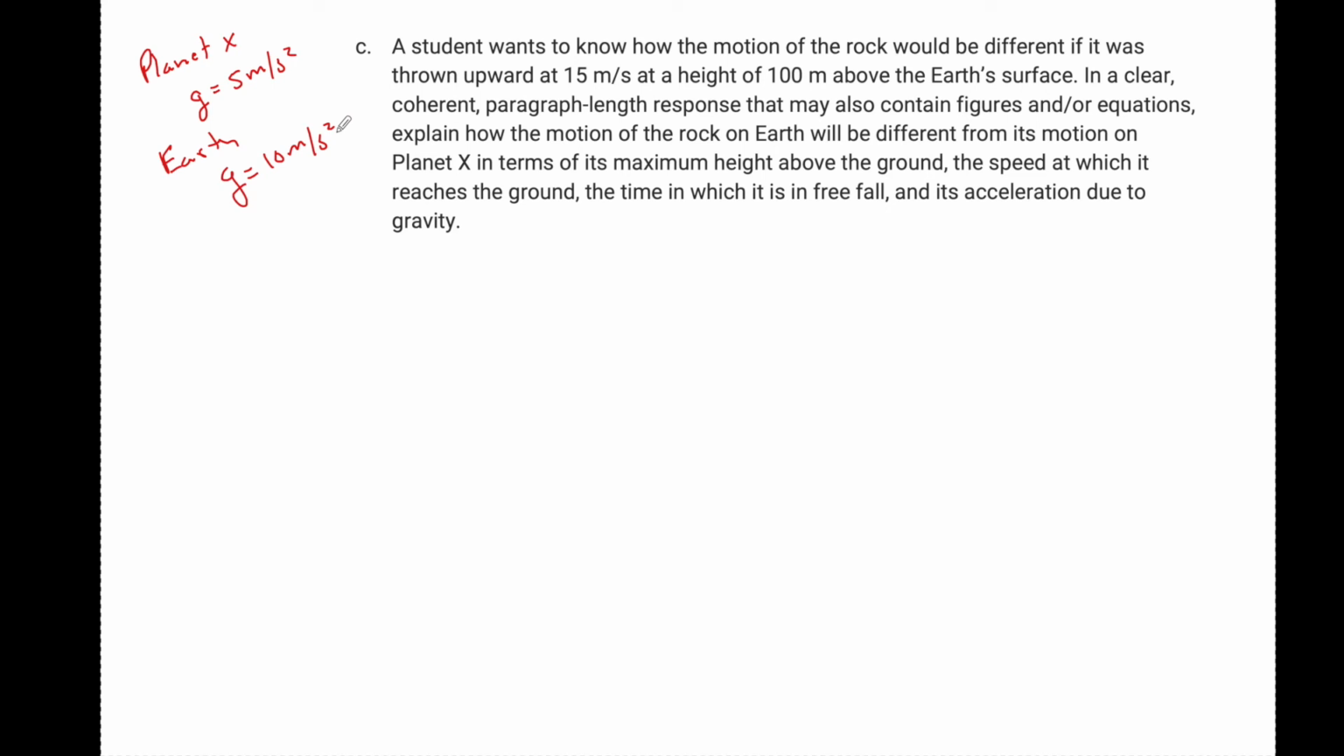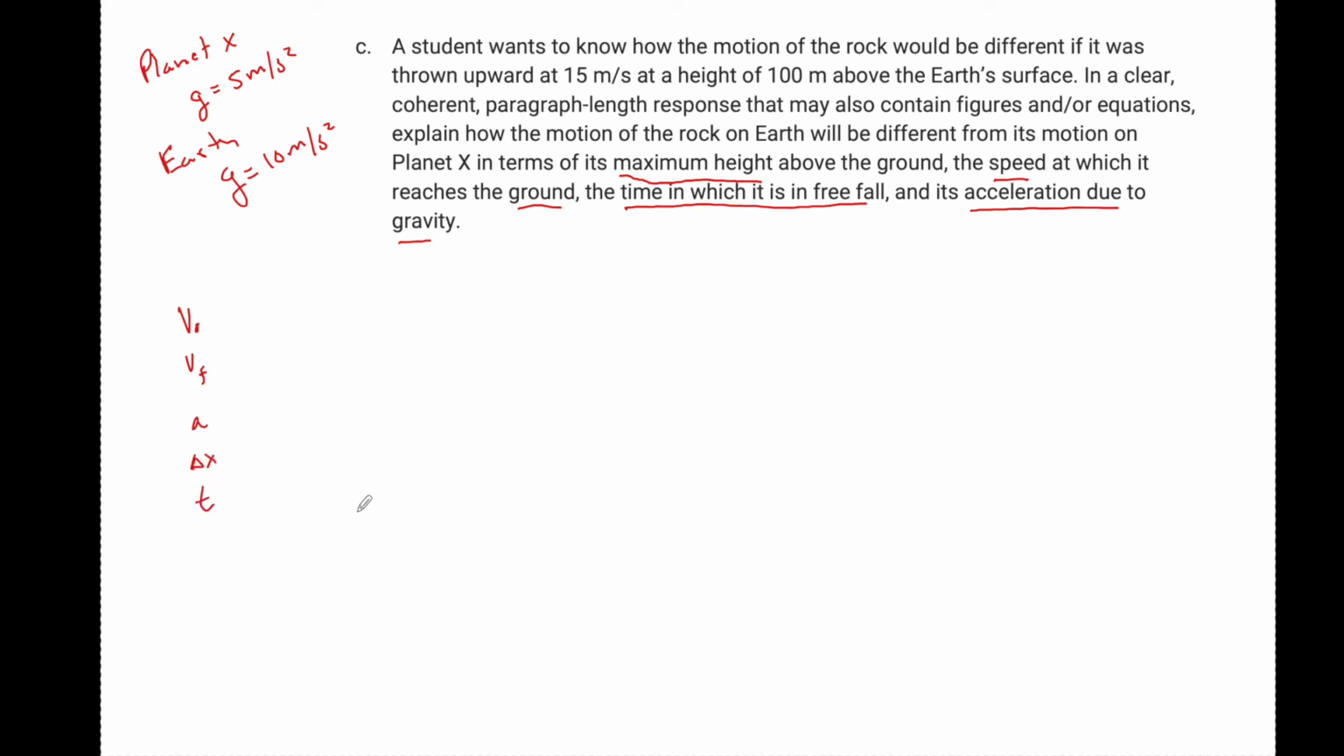Explain how the motion of the rock on Earth will be different from the motion on planet X in terms of, now this is really important, you have to make sure in your response you talk about the max height. You talk about the speed when it hits the ground. You talk about the time it's in free fall and the acceleration due to gravity. And with that, touch upon some, if not all, of the variables that are involved in free fall, which include the initial speed, the final speed, the acceleration due to gravity, the displacement, and the time, which they pretty much cover.